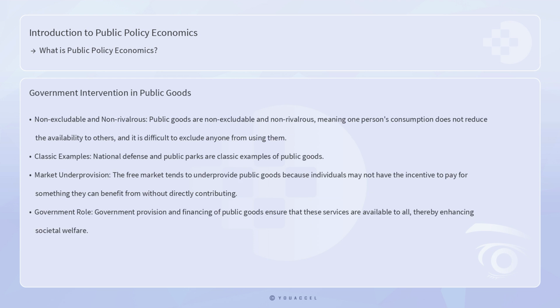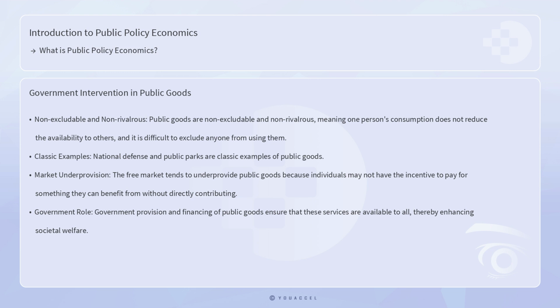Public goods are another area where government intervention is necessary. Public goods are non-excludable and non-rivalrous, meaning one person's consumption does not reduce the availability to others, and it is difficult to exclude anyone from using them. National defense and public parks are classic examples of public goods.